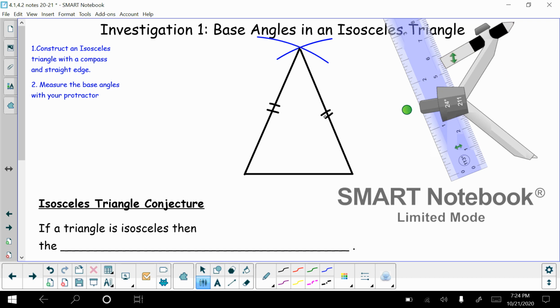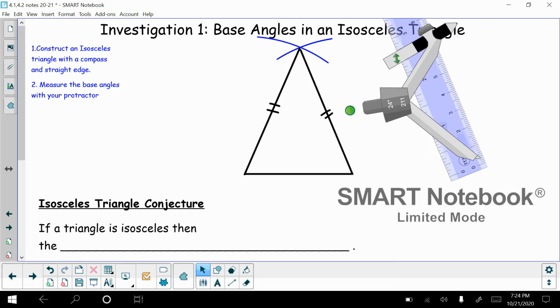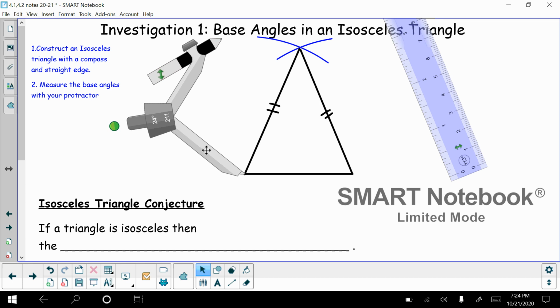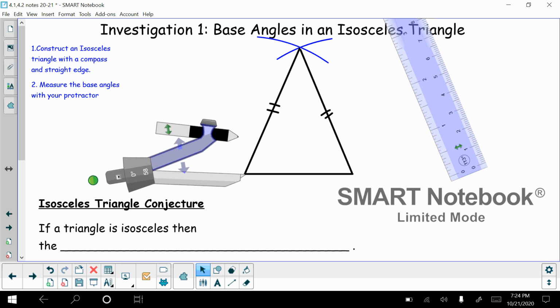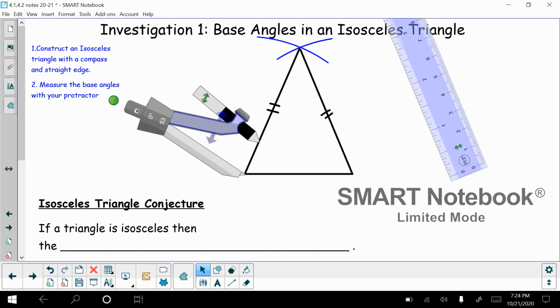So now it says measure the base angles with your protractor. So you should have a protractor from earlier in the year. If you don't have a protractor, there's another easy way you can do that. You can check by using your compass, okay? So let me show you this way because I think most of y'all know how to use the protractor, but if you don't have the protractor, I'm going to show you how to measure the angle here.